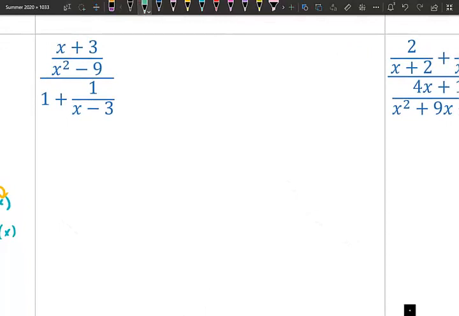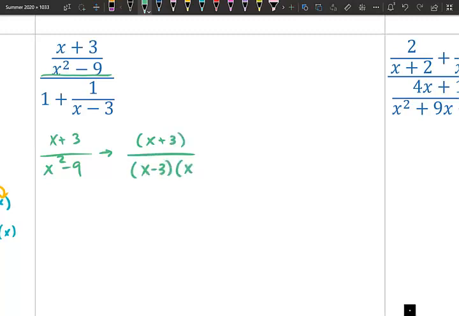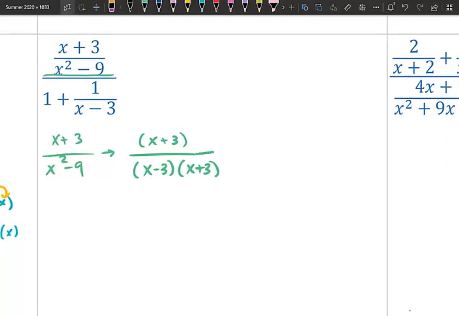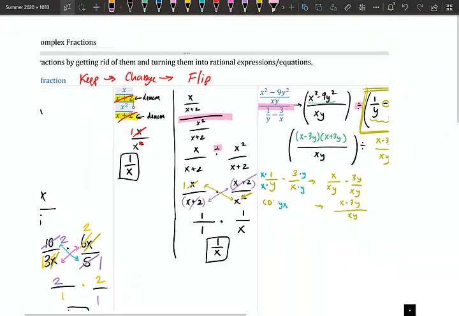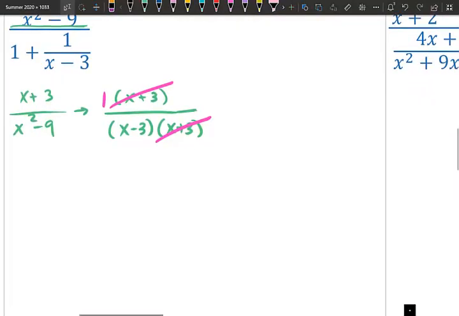All right, we're going to separate them. So we have x plus 3 over x squared minus 9. Let's simplify. We can factor. So on top, we have x plus 3. On the bottom, we have x minus 3, x plus 3. And we can simplify, because x plus 3, x plus 3. So on the top, we're left with 1, and on the bottom, we're left with x minus 3. So the top simplifies to 1 over x minus 3.